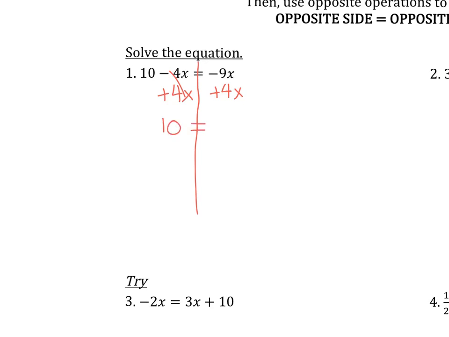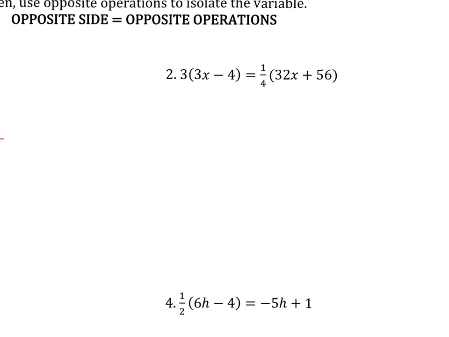So 10 doesn't have anything to combine with, so it hangs out on the left. Negative 9 plus 4 is negative 5x. Now I've done all my same side simplify. I've done one of my opposites. So let's go and do the other opposite and divide by negative 5. And I end up with negative 2 equals x. That one's done.